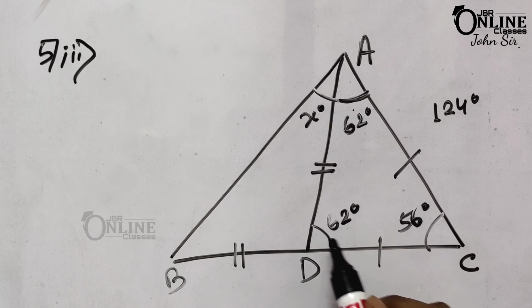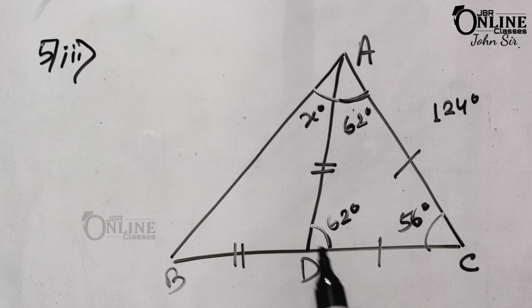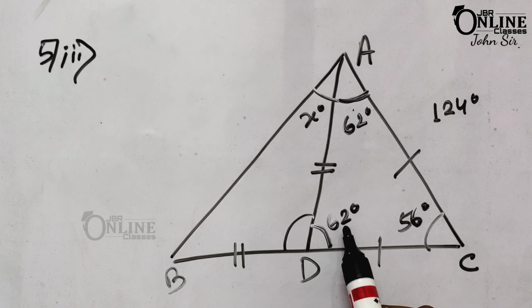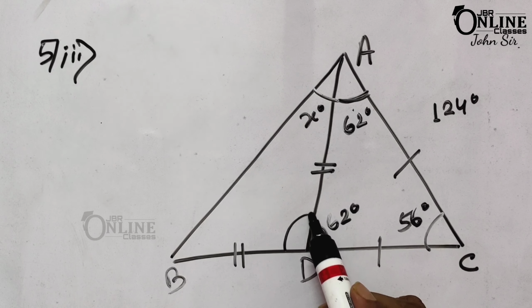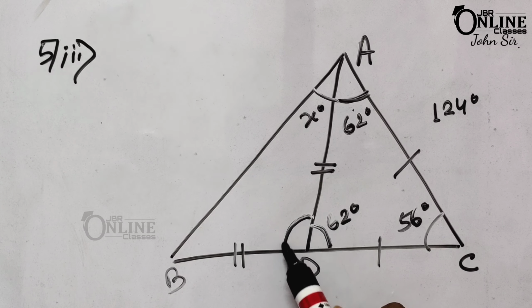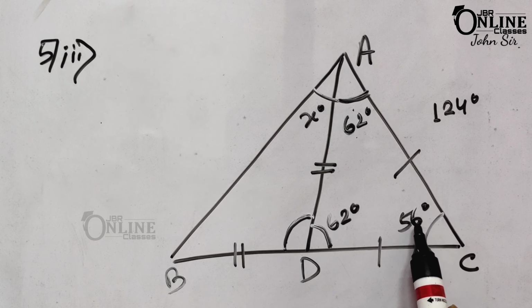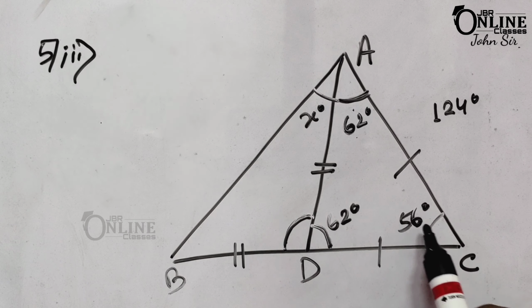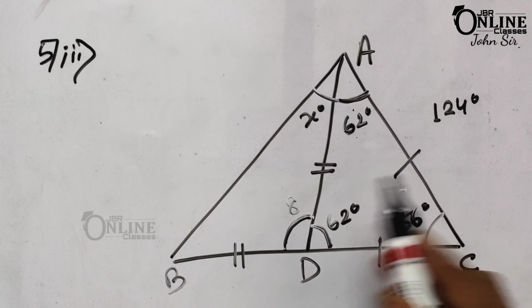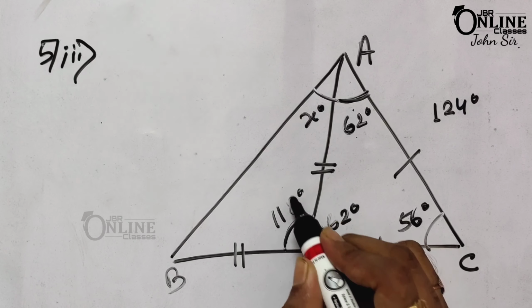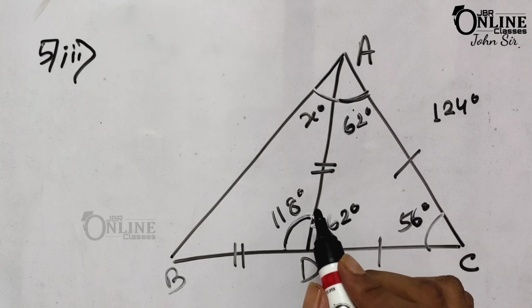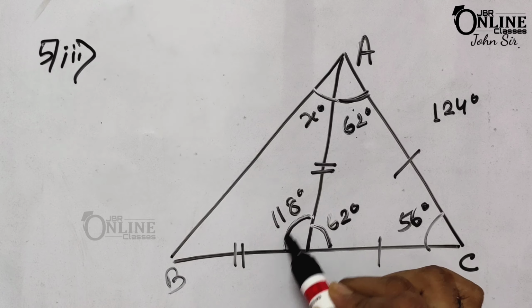I hope it's clear. Okay, now here if this one equals 62, then definitely this one will be 180 minus 62 degrees. Or you can also find this angle, because this is the exterior angle of 62 and 56. So if you add these two, you will get the value of this one also. So 62 plus 56 is 118 degrees. Okay, 118 degrees is the value of this angle.